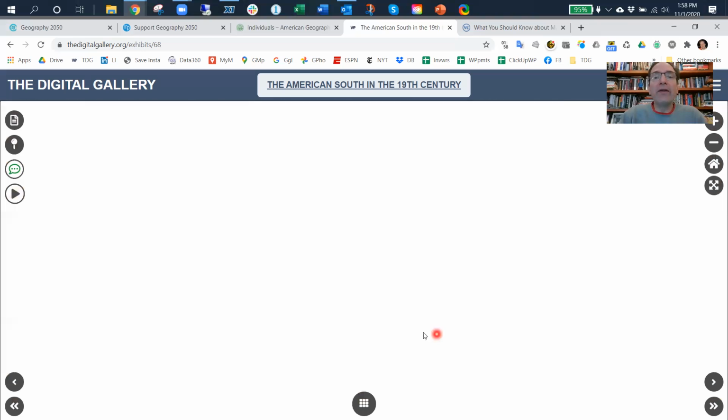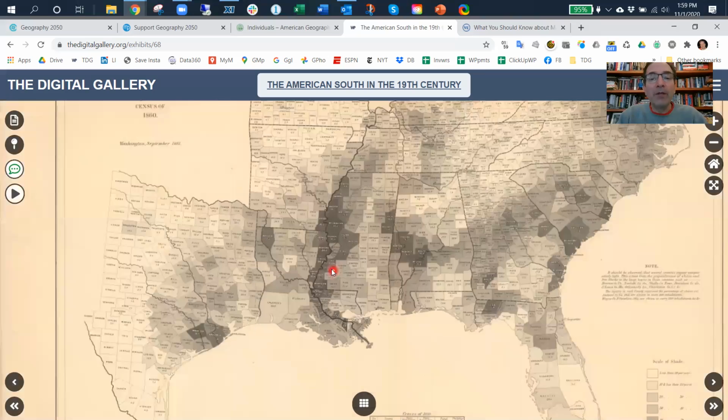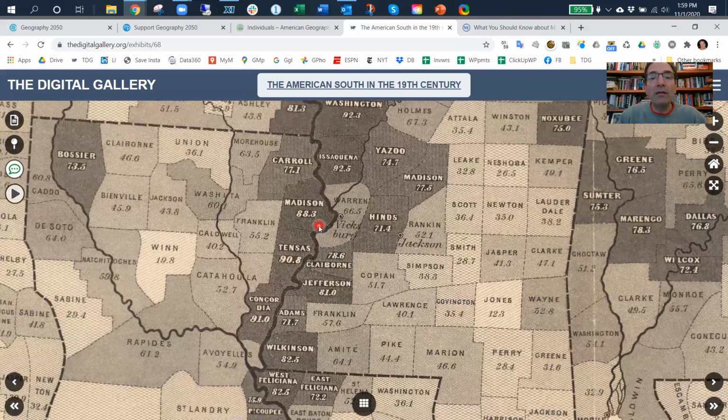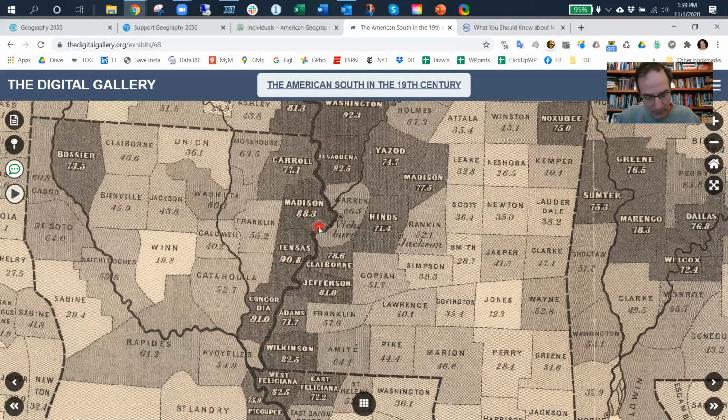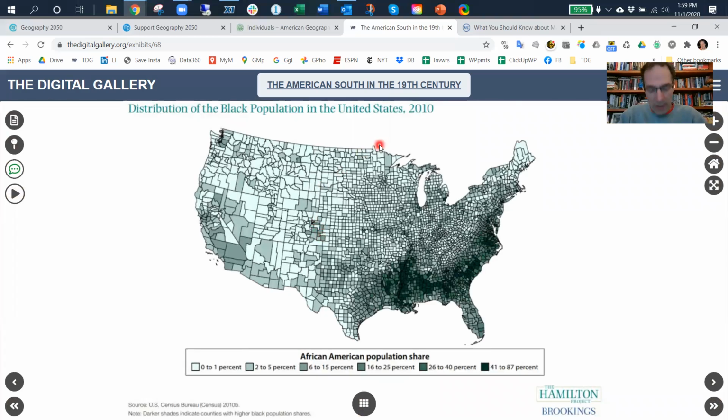The next map that really struck me is this one from 1861. It's Lincoln's slave map showing the percentage of slaves in each county in the South. It's well known that Lincoln carefully studied this map both before and during the Civil War. And what's also amazing is if you look at a map from 2010, the African American population in our country has not markedly changed since the Civil War.